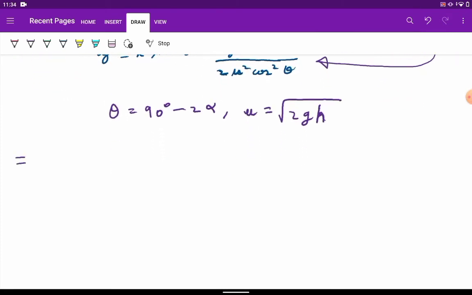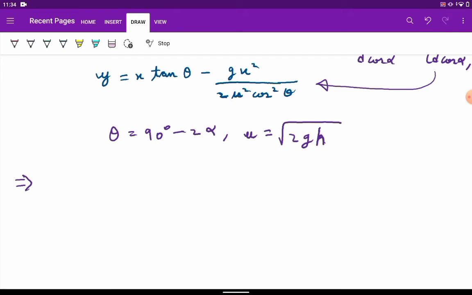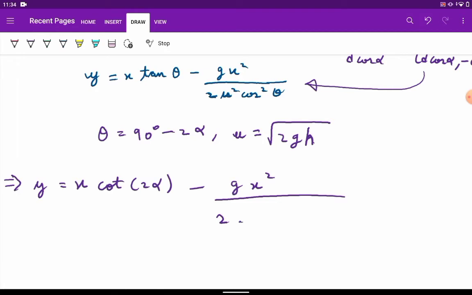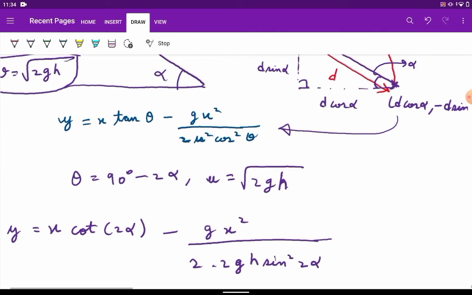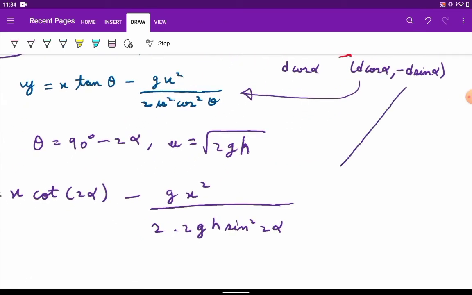So this means this equation becomes y is equal to x tan of 90 minus something, which is cot, so cot 2 alpha, minus g x square by 2 u square, which is 2gh, and cos square 90 minus 2 alpha, again cos of 90 minus something is sine, so sine square 2 alpha, right? Okay. Now we'll substitute basically this over here.